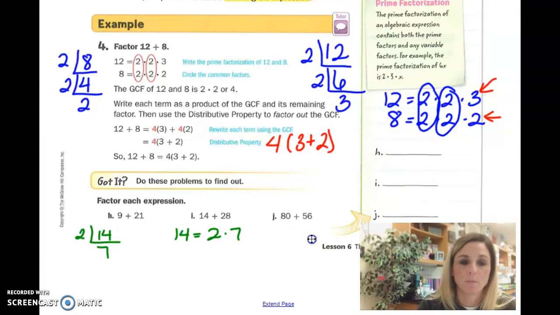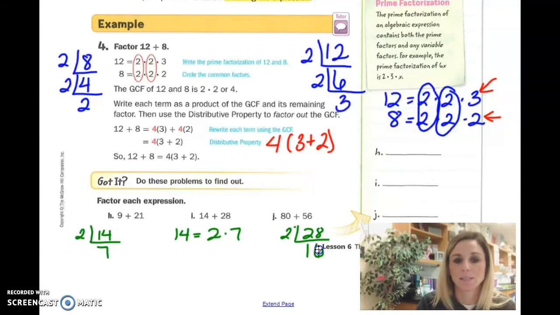So 14 is only 2 and 7. So now let's figure out the prime factorization of 28. So I'm going to start out by taking 2. 2 times what is 28? Oh, that's not right, hang on. 28, I'm going to take out my 2. And that's going to give me 14. My bad. I don't know what I was thinking.